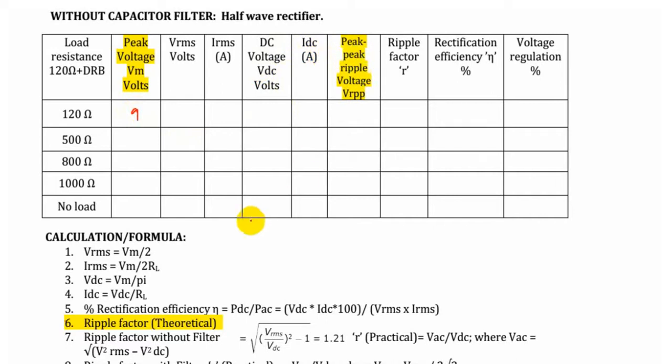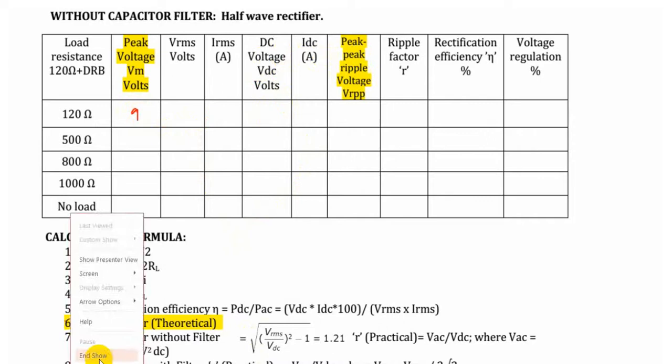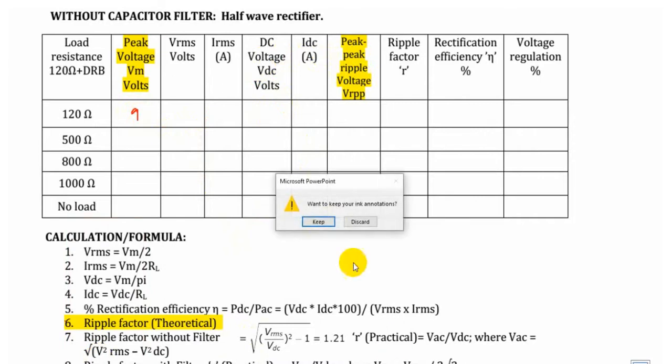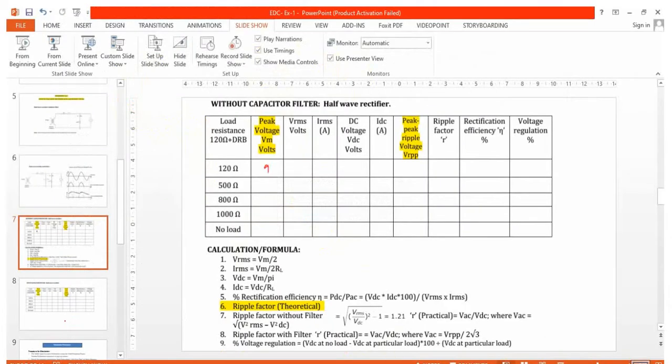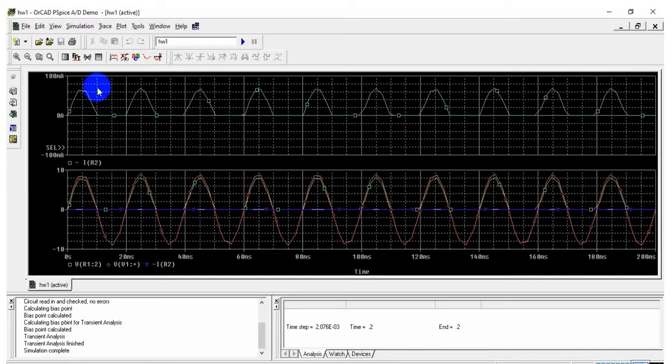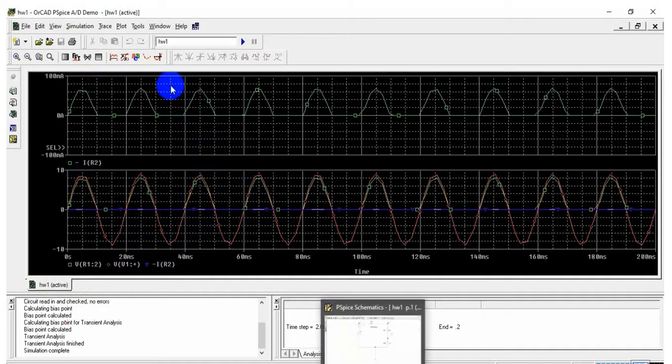VM first you note down. Maximum voltage is taken as 9 volt. So I am marking VM as 9, and in all the circuits it will be maintained at 9 volt only. You can see here 9 volt it is. So the peak of my input signal is taken as 9 volt.